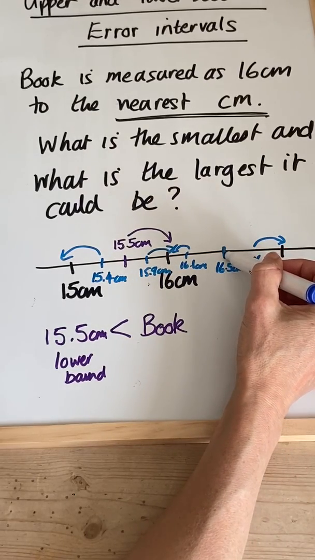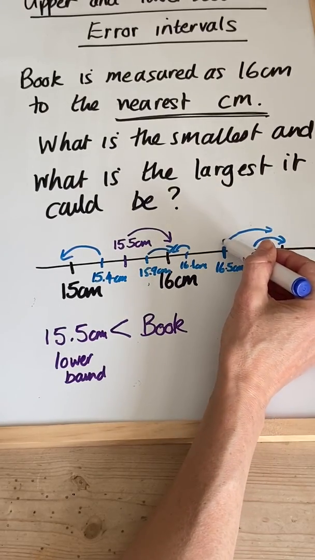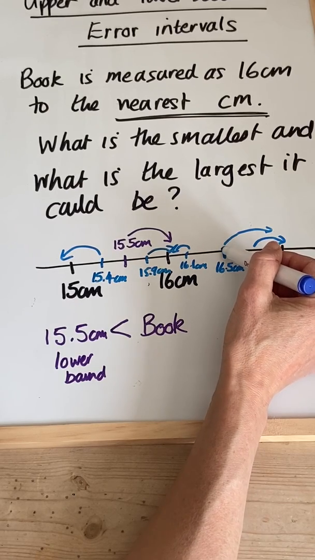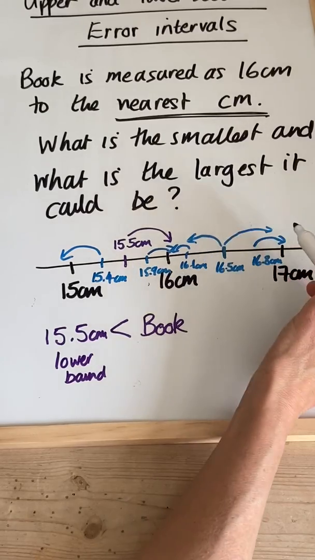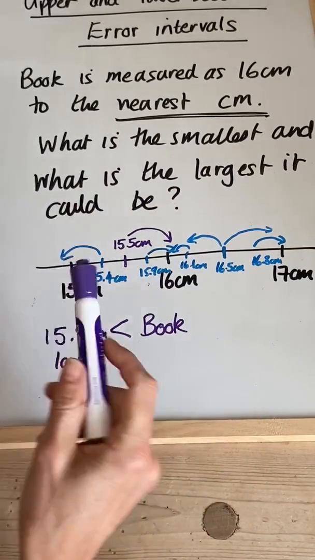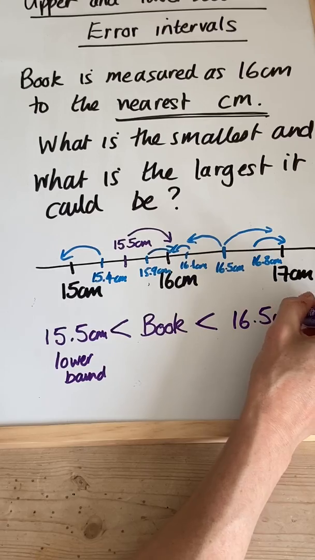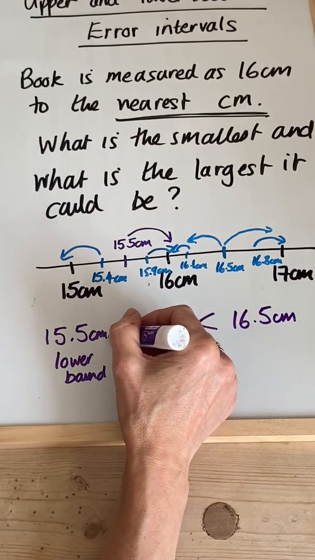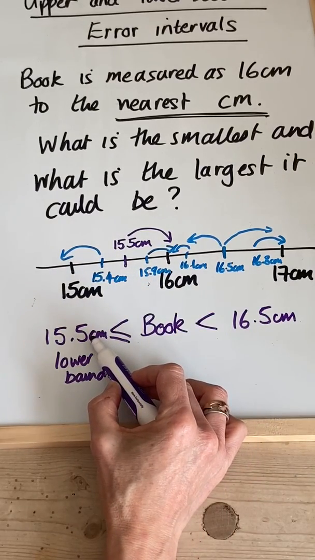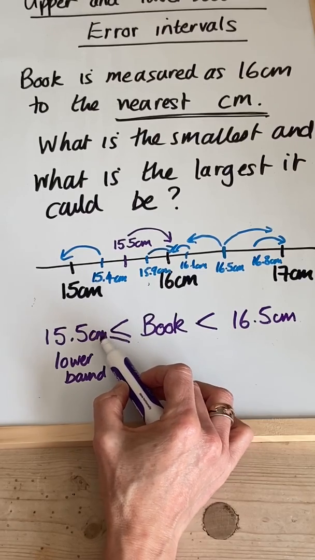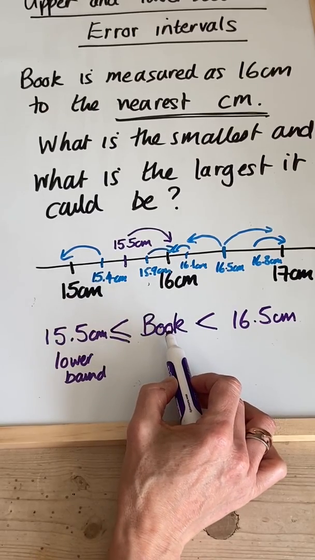At 16.5 centimetres, we would round up. But anything just below, literally just below, so 16.499999999 centimetres, we would round down. So we say that our upper bound is actually 16.5 centimetres, but look carefully. I am putting my inequality signs so that my book could be 15.5 centimetres, or equal to 15.5 centimetres or above it, and it would round up.